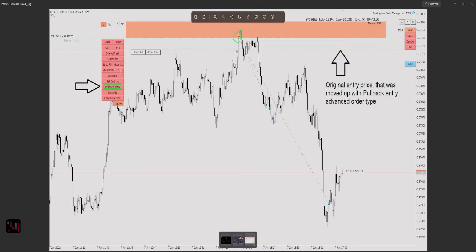Initially, as you mentioned, this was the entry, but what the pullback entry does is it triggers after price reaches the level. It starts looking for the sell, but it only opens when price then reverses and crosses this line again, right? So if price by any chance just goes up without crossing to the downside, you wouldn't even open the trade. You would be saved from a losing trade, if price just wanted to go and break the highs.